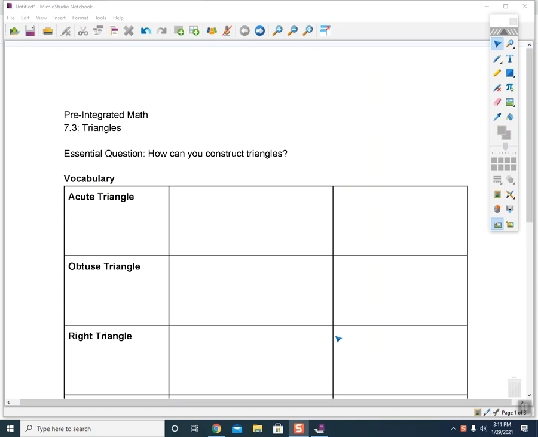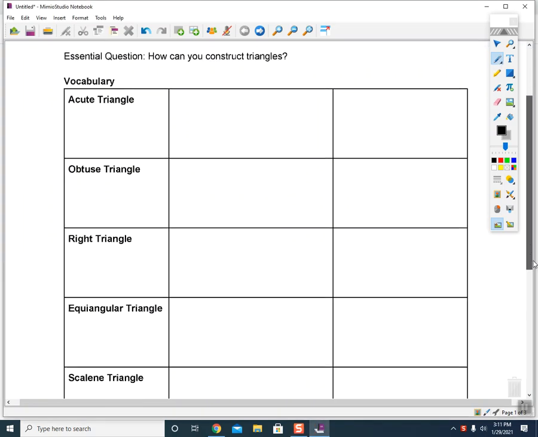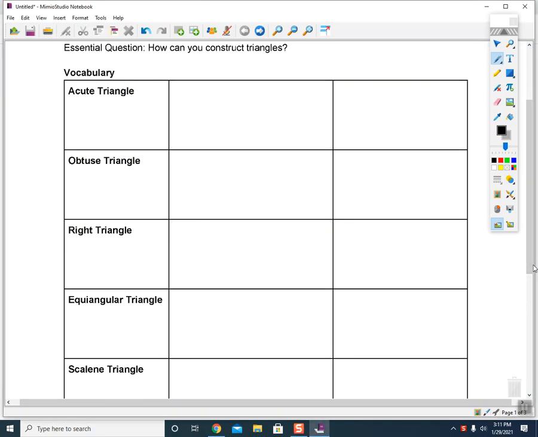Okay, so we have been talking about angles up until this point, and different types of angles and those kinds of things. So we are now combining those angles into triangles. So we're going to look at constructing triangles and just classifying those kinds of things. So first one is we have an acute triangle. Well, when I think of acute means less than 90, right?